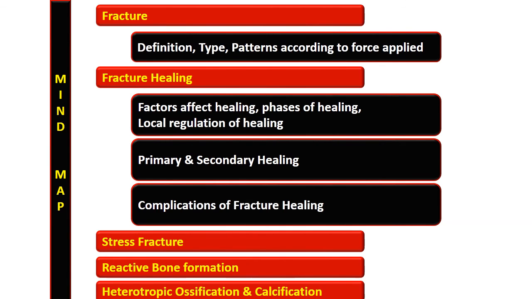Then we have seen the complications of the fracture such as non-union, etc. We discussed what is a stress fracture, and then detailed account of the reactive bone formation with the differentiation between the heterotopic ossification and heterotopic calcification, and with a special emphasis on the myositis ossificans.